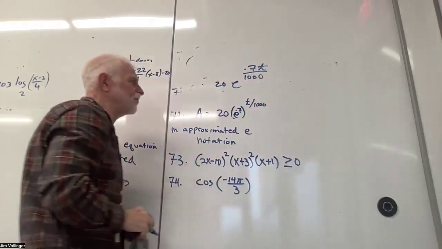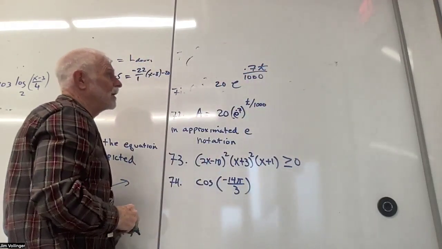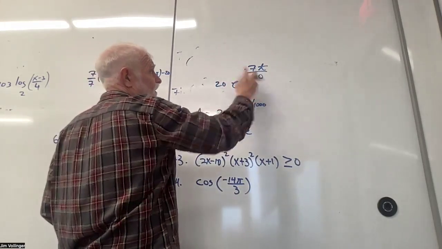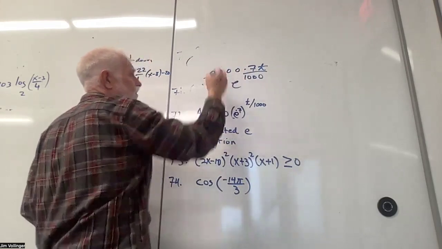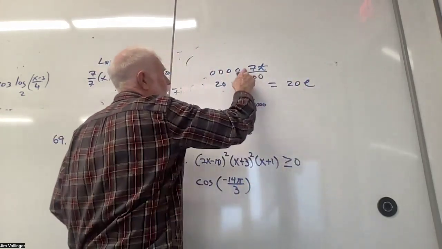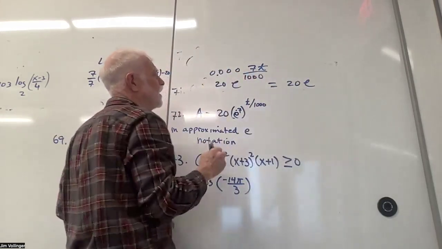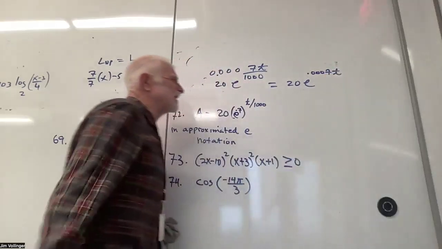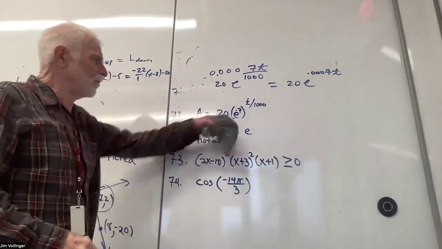We're looking at compound interest here, that type of problem. All right, and so our elementary school math means I'm going to move the decimal 3 places to the right. And so I'll doctor it up and say 20e to the what? 1, 2, 3 decimals, 3 zeros, and a 7 and a t. And that's an approximation for what I originally wrote.